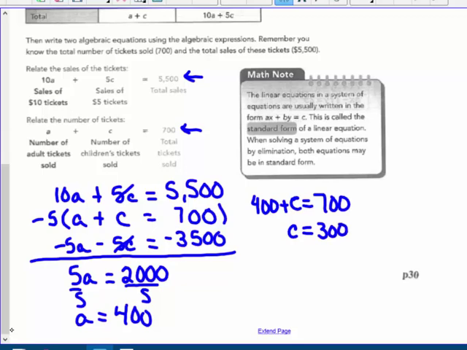And 400 times $10, that would be $4,000. I'm just checking in the first equation there. And 300 times 5 is $1,500. And yes, when you add that together, you get $5,500. So there's my check. They sold 400 adult tickets and 300 children's tickets.